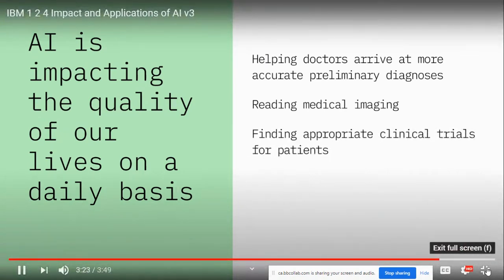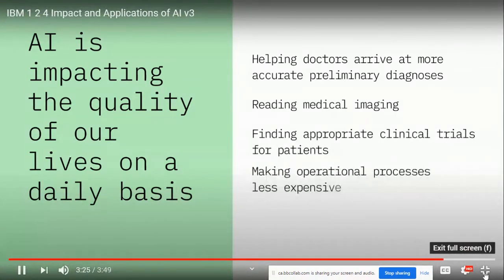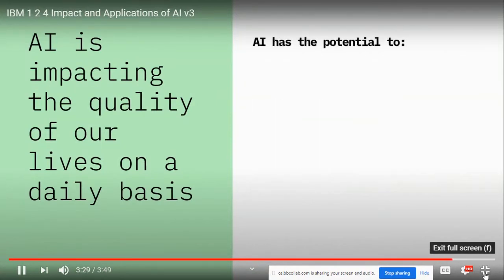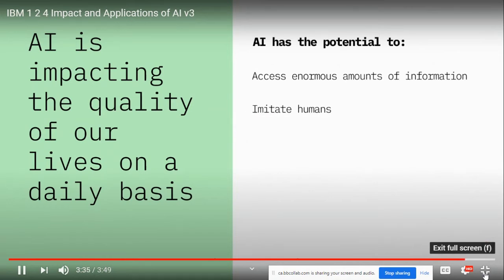It is not just influencing patient outcomes, but also making operational processes less expensive. AI has the potential to access enormous amounts of information, imitate humans, even specific humans, make life-changing recommendations about health and finances, correlate data that may invade privacy, and much more.